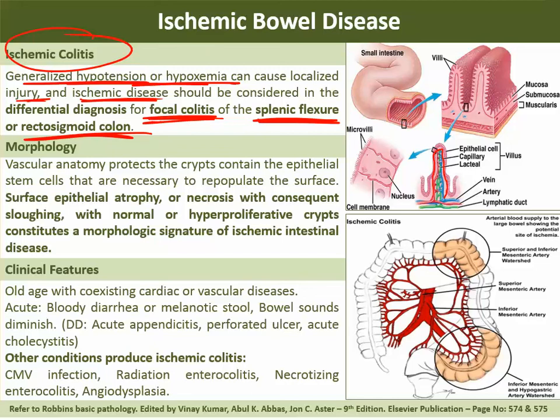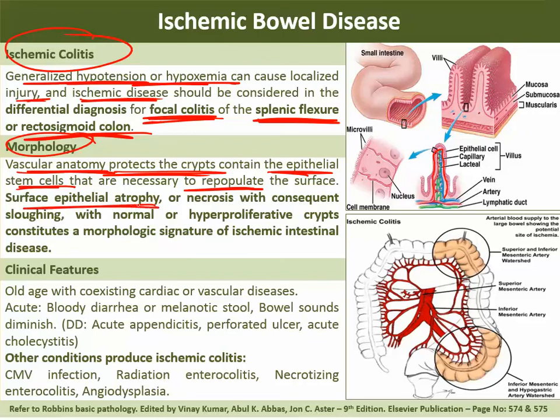I explained why it happens, right? Why it happens in the splenic flexure and why it happens in the rectosigmoid colon. Why? Because of hypoperfusion. And morphologically, if you see the vascular anatomy, it protects the crypt, which contains the epithelial stem cells. So that can repopulate and regenerate the surface.